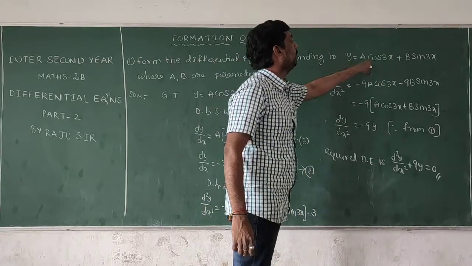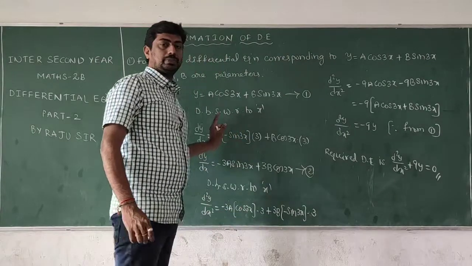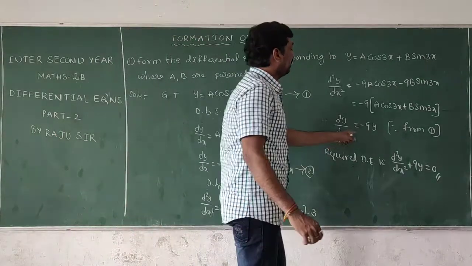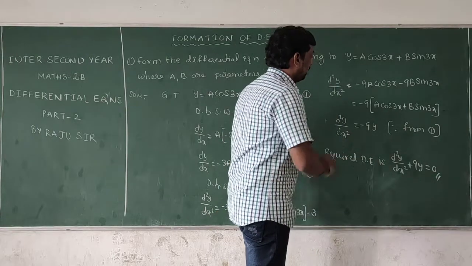Just observe, here we have two parameters, that's why we need to differentiate two times. Then only we get the differential equation of the given equation. Understood clearly? Right.